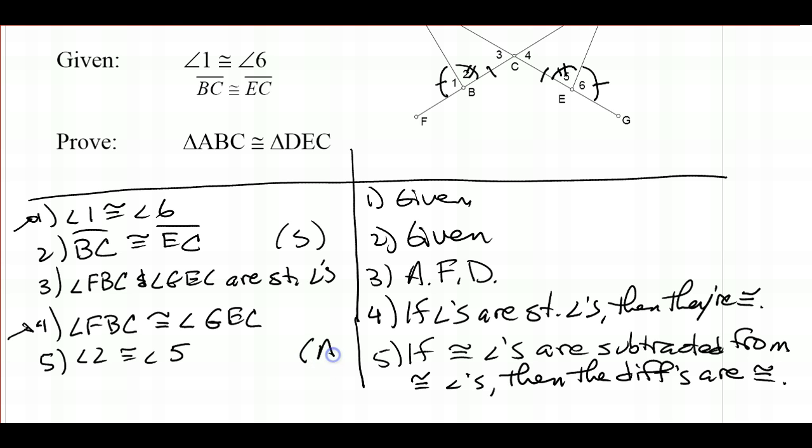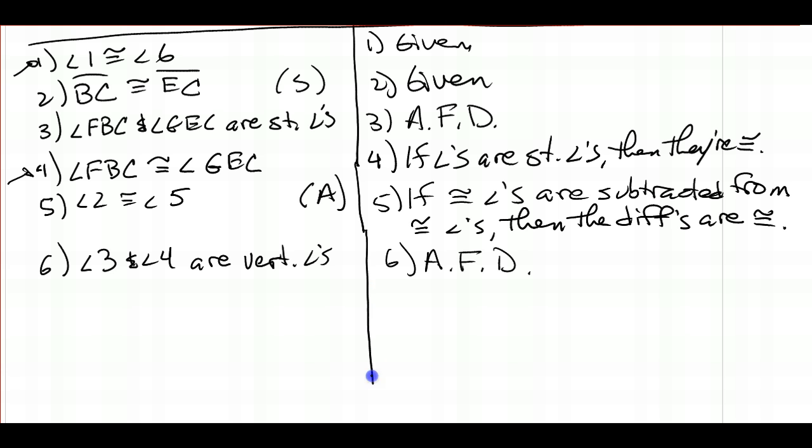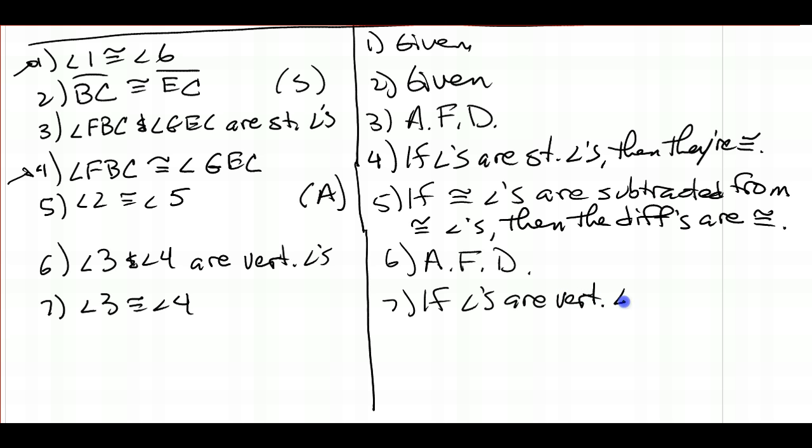Alright, so now I have a pair of angles and a pair of sides. Here's a pair of angles. And I just need my vertical angles. So remember to state that they're vertical angles. Angle 3 and angle 4 are vertical angles. That's also assumed from diagram. Once we know that they're vertical angles, we know they're congruent. Angle 3 is congruent to angle 4. If angles are vertical angles, then they're congruent.